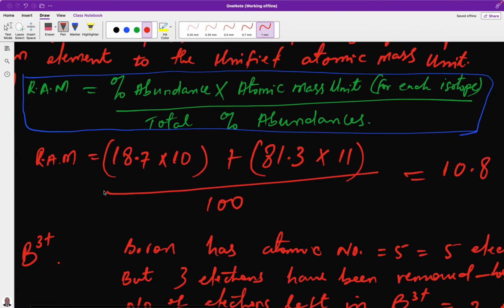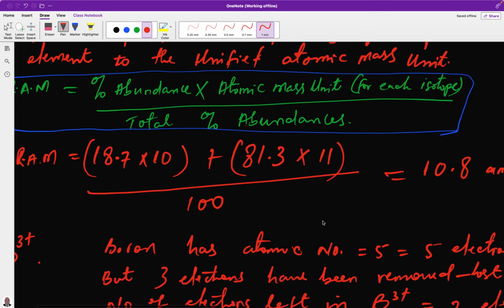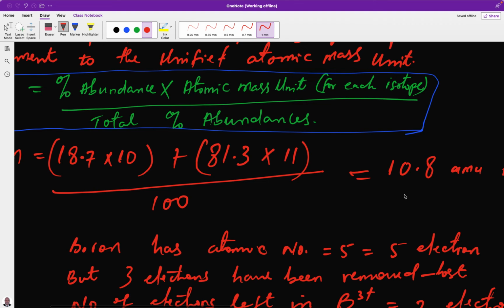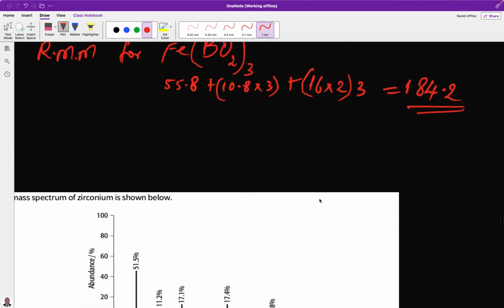Because of what? These are isotopes. The different isotopic masses are the ones contributing to it. When an element contains isotopes, the relative atomic mass will not be a whole number, because we are talking of an average. We are saying that is the average mass of naturally occurring atoms that are there. So the average of these cannot be a whole number.